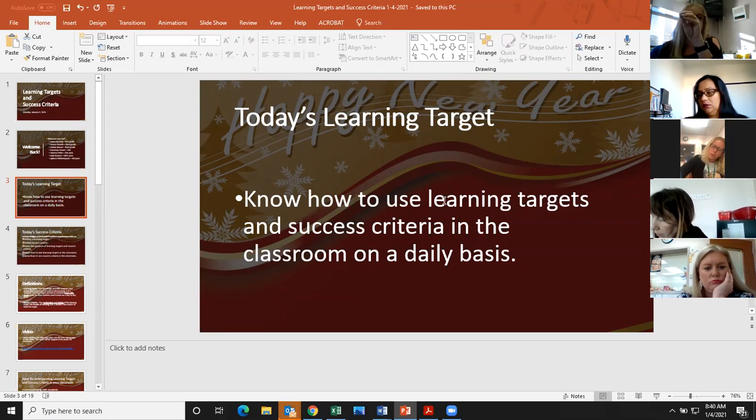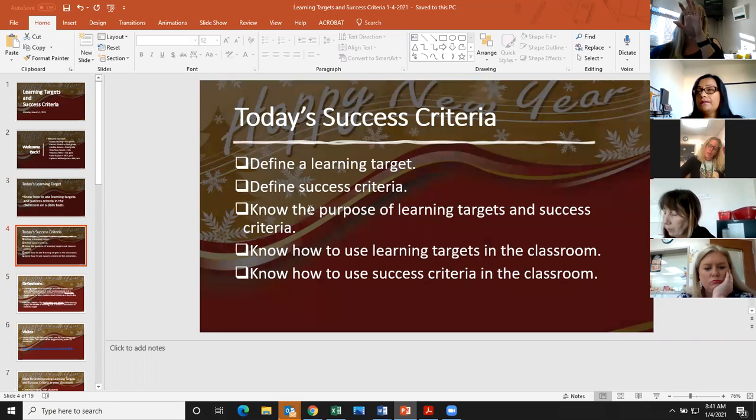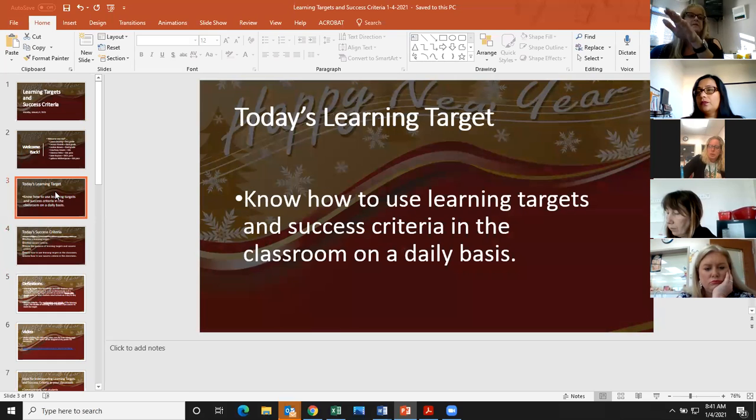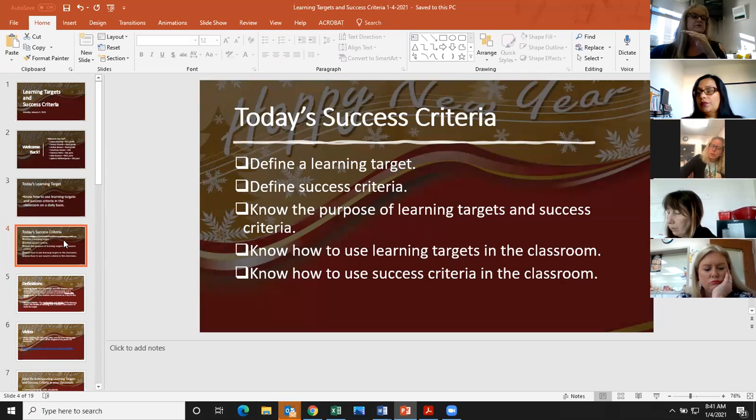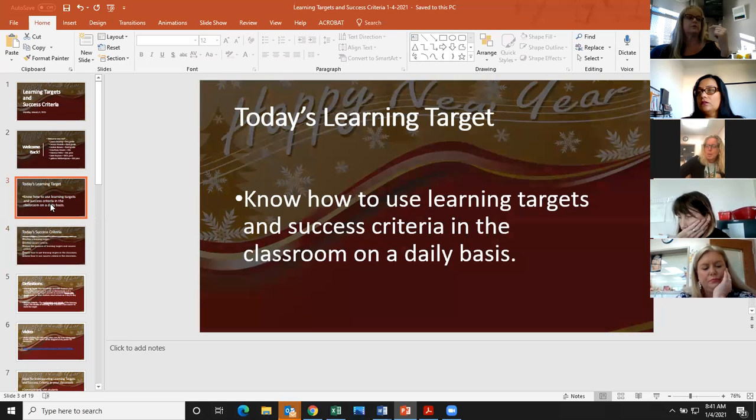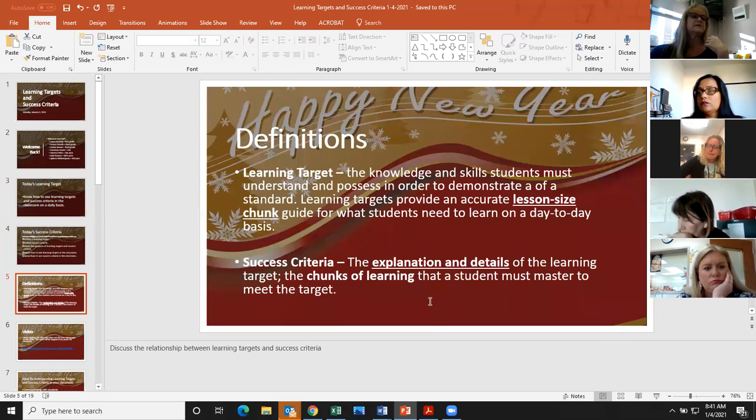So if you notice, today we had today's learning target, which was a small chunk. This is what we're going to learn today. And then I broke down the learning target for today into this is how you are going to know that you are successful in learning this target for today. So the success criteria is kind of a checklist of how you know you're going to master this learning target. Success criteria is an explanation and details of the learning target or chunks of learning.